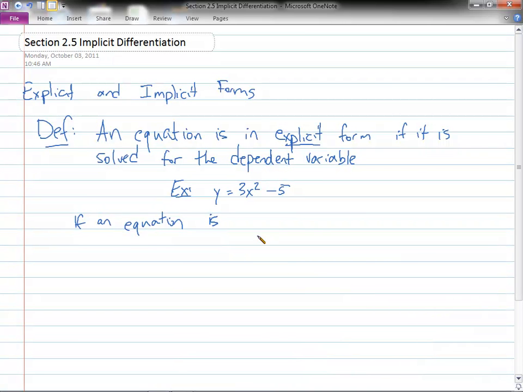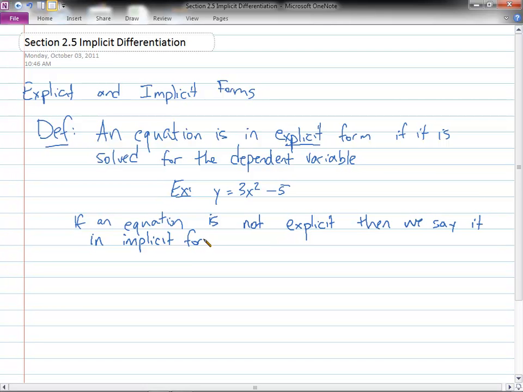Now if an equation is anything other than that, that is, it's not explicit, then we say it is implicit form. So by saying something is implicit, we don't necessarily mean that it can't be solved. We just mean that it hasn't yet been solved. So xy equals 1 is an example of an implicit equation.